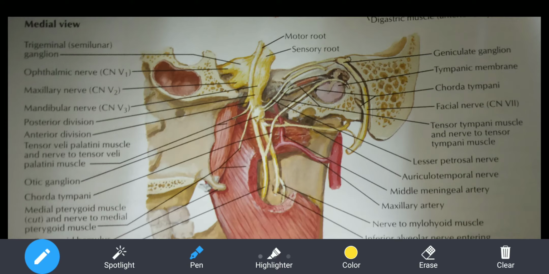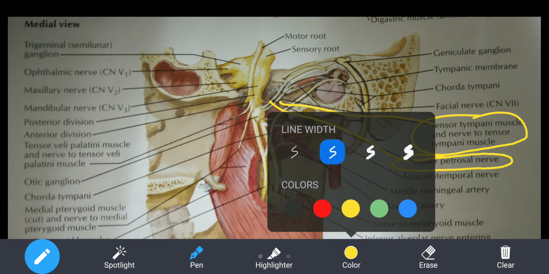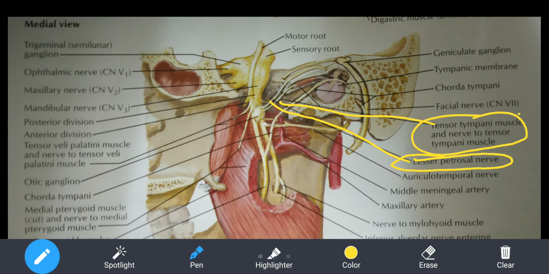Then you are seeing these small branches. See, the name is written: tensor tympani. One second. Tensor tympani muscle. Now, the nerve to tensor tympani muscle. Okay, this branch. And the second branch is the lesser petrosal nerve, right? Now the lesser petrosal nerve I will not discuss in detail. Tensor tympani. Now this tensor tympani muscle, actually, wait, I will write here.